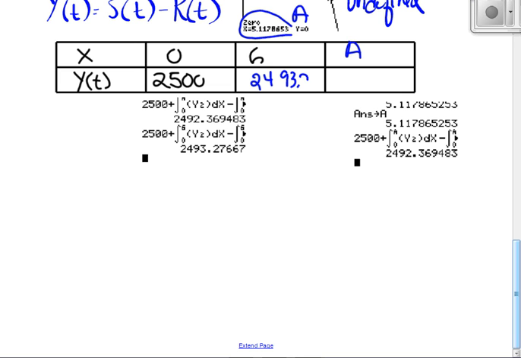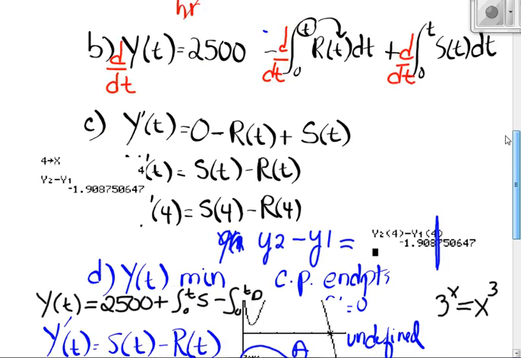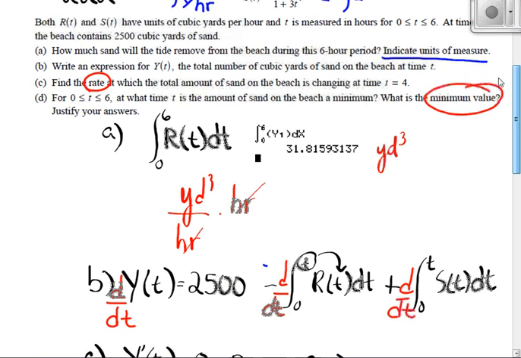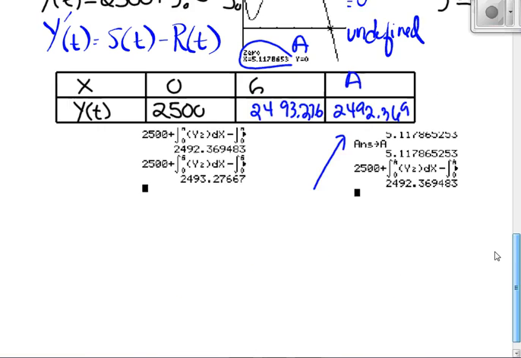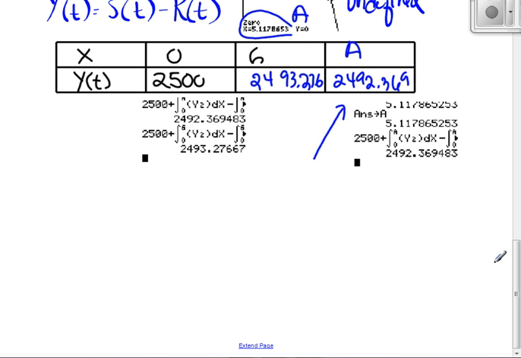This is 2,493. But don't throw out the endpoints because it happens a lot. And this is 2,492.369. Which one's the minimum? A. Now, what's the question asked? So I get all my points. It says, what time do you get the minimum? Well, the minimum occurs at what?